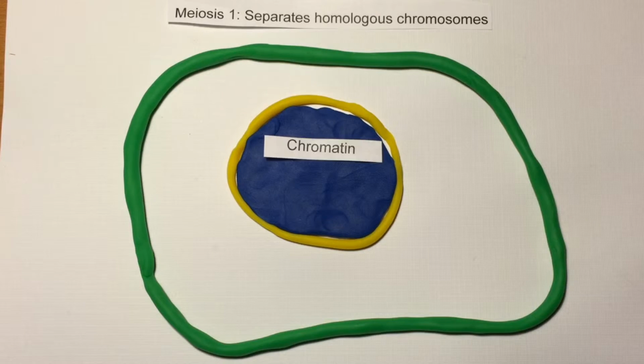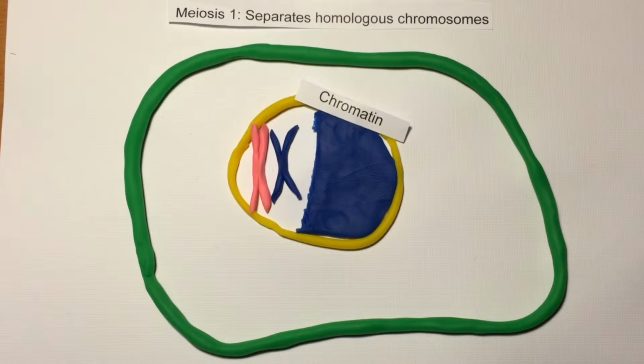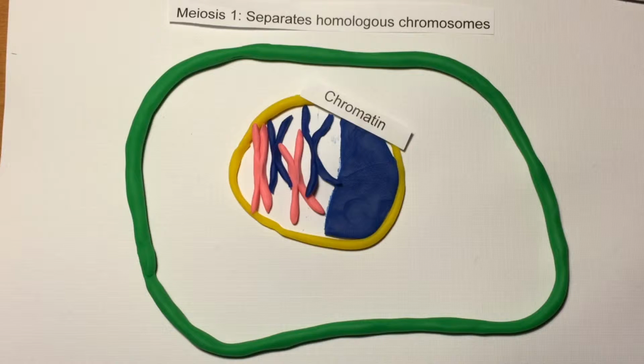Meiosis I separates homologous chromosomes. During interphase, organelles and chromosomes double. The cell prepares for division.